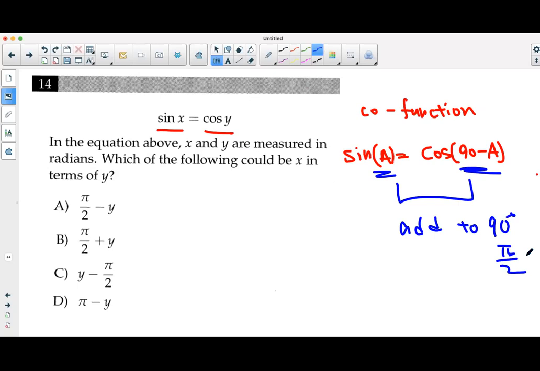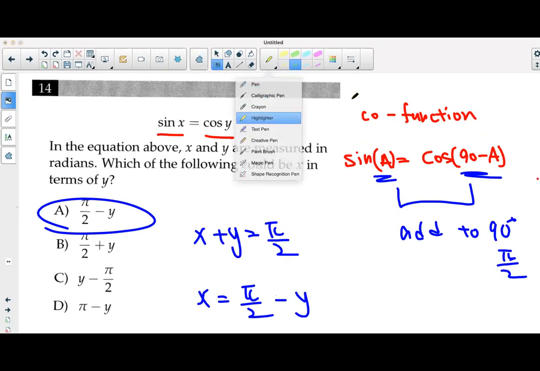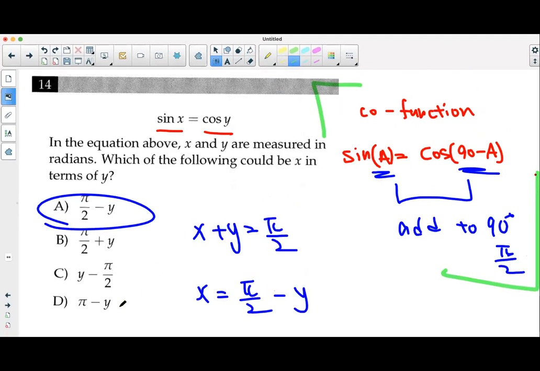So in the equation above, x and y are measured in radians, okay? Which of the following could be x in terms of y? And as I told you here, I can say x plus y has to be equal to pi over 2. What is x? X is pi over 2 minus y. That's it. So choice A becomes the answer. Rather simple, but it's coming from the cofunction concept. Now, the next question that was requested is number 16.